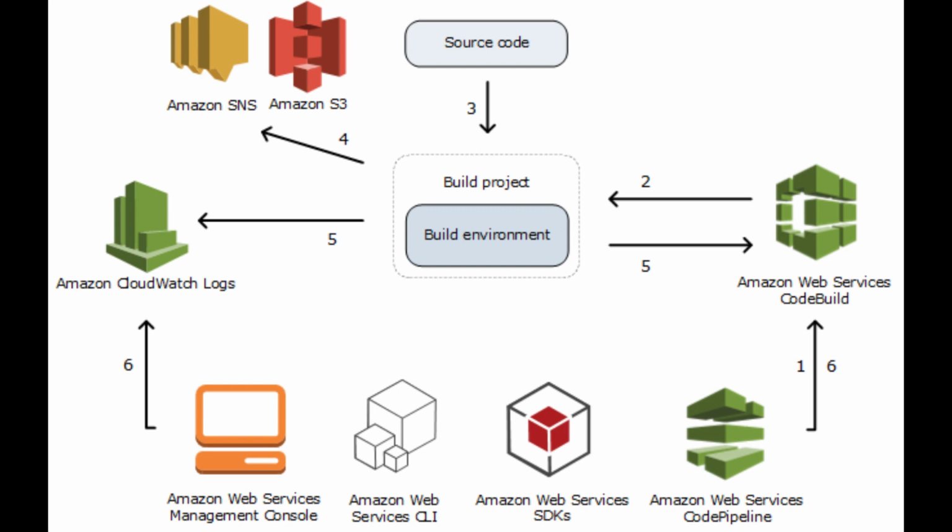6. While the build is running, you can use the AWS CodeBuild console, AWS CLI, or AWS SDKs to get summarized build information from CodeBuild and detailed build information from Amazon CloudWatch Logs. If you use AWS CodePipeline to run builds, you can get limited build information from CodePipeline.